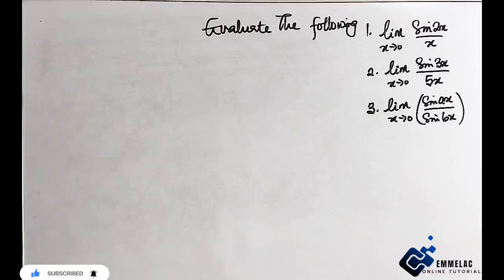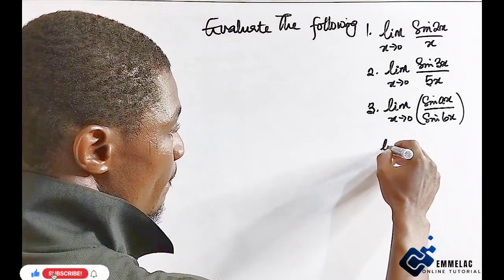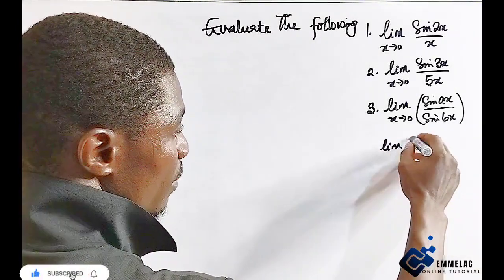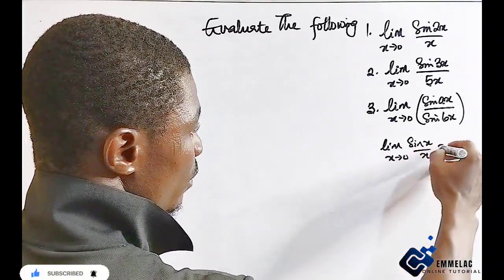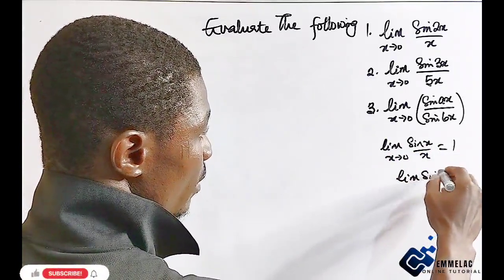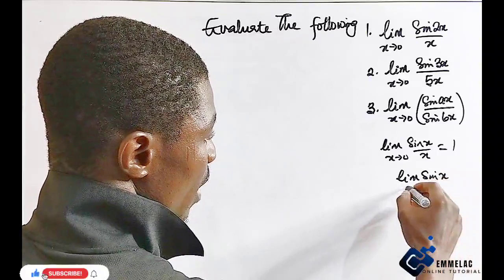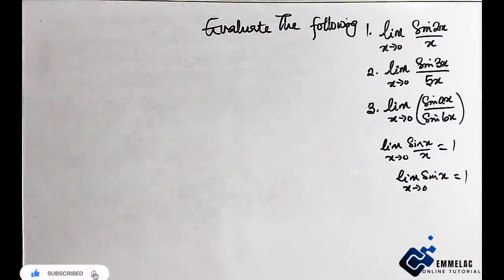Now let us recall some of the theorems that we will be making use of. Here we have the limit of sine x over x as x tends to 0 equals 1. Likewise, the limit of sine x as x tends to 0 equals 1, same thing as cos and tan. Now if that's true, let us start with number one.